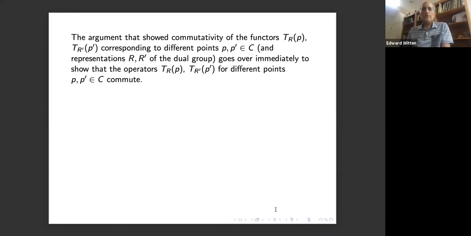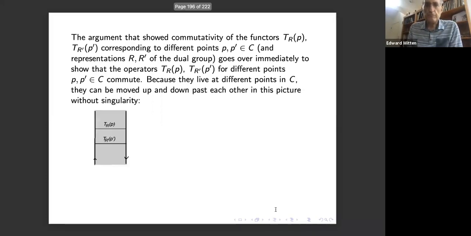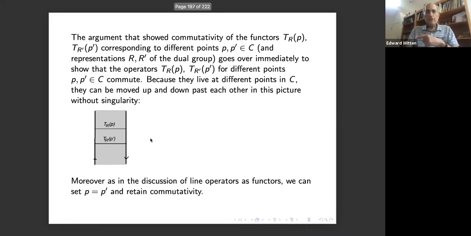Now, the argument that showed commutativity of the functors TR of P and TR prime of P prime for different points P and P prime in C, or even for the same point with different representations, goes over immediately to show that the operators for different points in C commute. I've drawn the picture here. Here are two 't Hooft operators, one after the other, acting as operators on quantum states. Since they live at different points in C, you can slide them up and down past each other with no singularity or discontinuity. So they must commute. And as in the discussion of line operators, the same is true if P equals P prime and the representations are different.